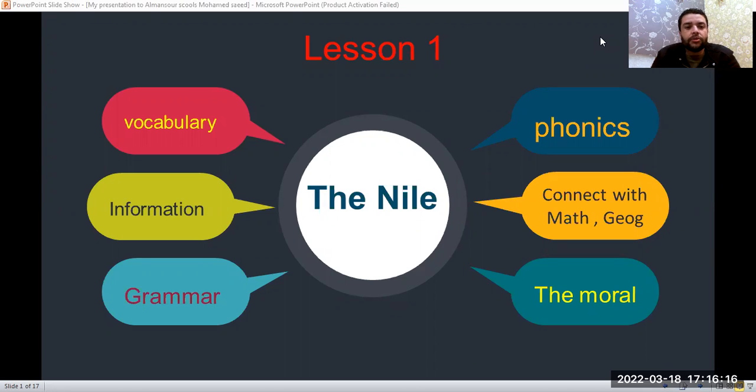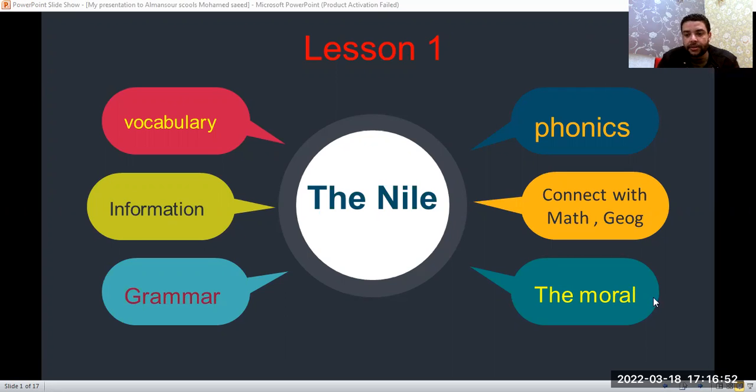And today we will talk about the first lesson for grade 4 in English, for international school and private school. Lesson 1 talks about the Nile, the river Nile. We will talk about some vocabulary and some information about the river Nile, and some grammar and phonics, and connect with math and connect with geography, and the summary at the end.